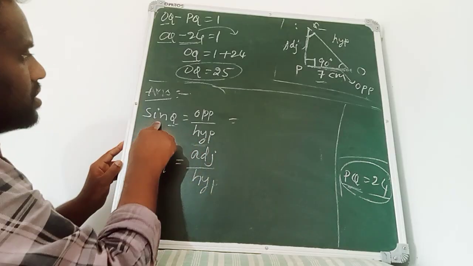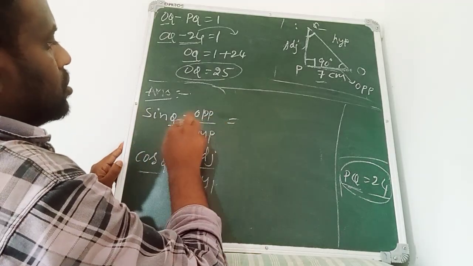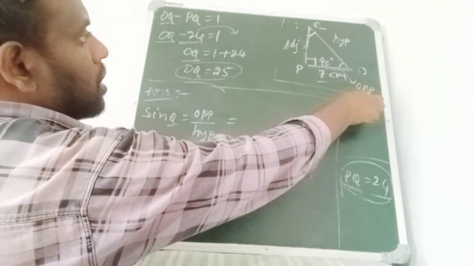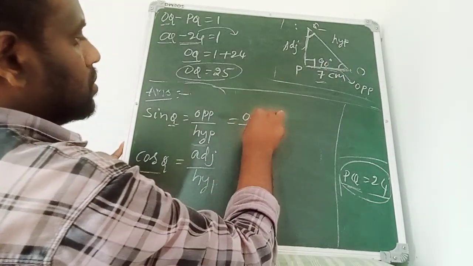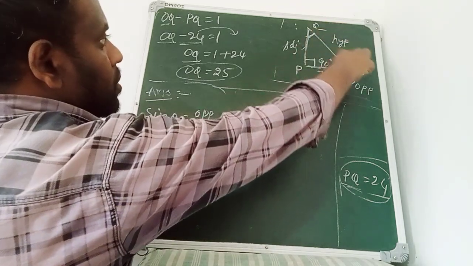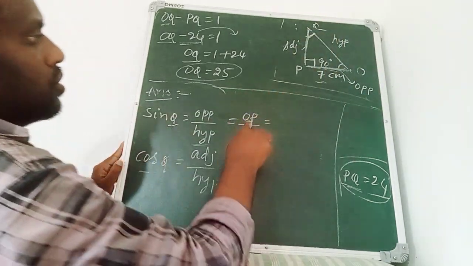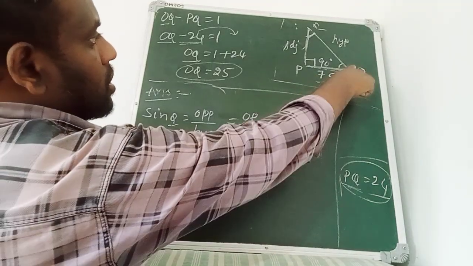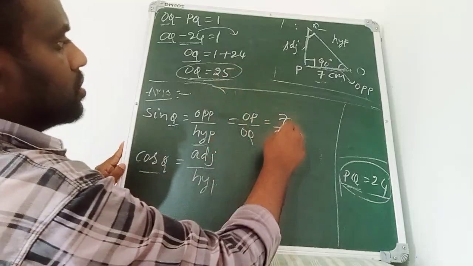So the question asked to find sin Q and cos Q. Now sin Q is equal to the opposite side. Opposite side is what? OP. Hypotenuse. This is the hypotenuse, so that is OQ. OP is how much? 7 centimeter. OQ, we got this 25.